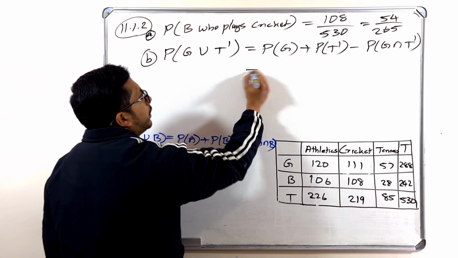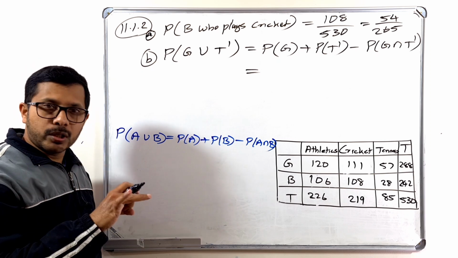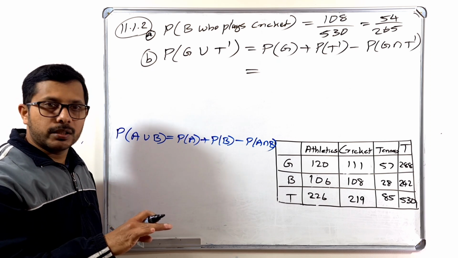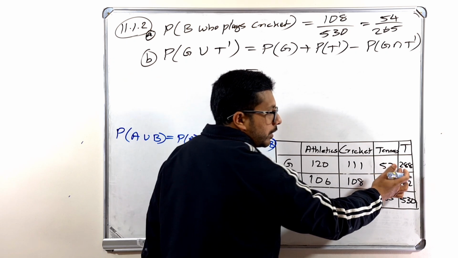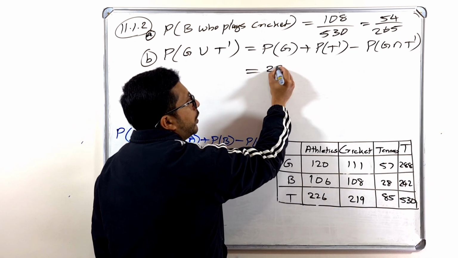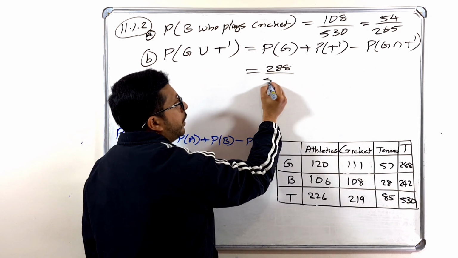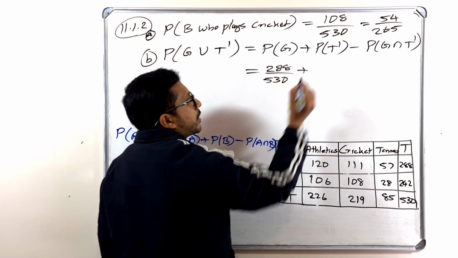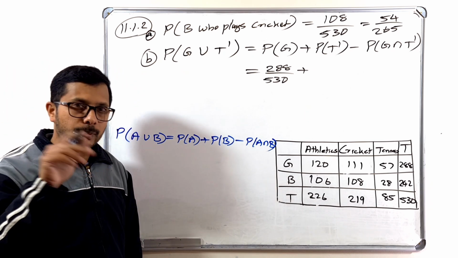Probability of a girl. They are not talking about athletes, not about cricket or tennis. Just a girl. Total how many girls are there? 288. So what is the probability? 288 divided by the total, 530, plus probability of T complement.